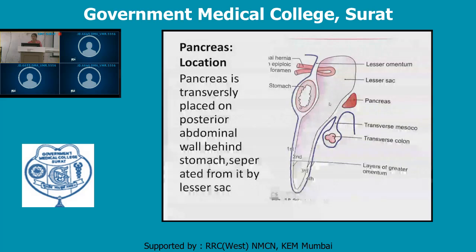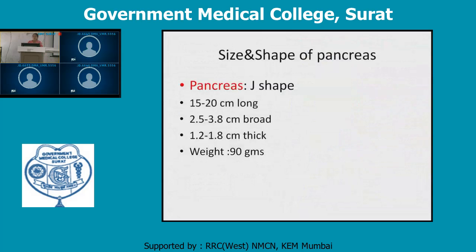This is a very important relation, because by this you will be able to remember many anterior relations of the pancreas. See the size, shape and dimensions of the pancreas. It is a J-shaped structure, the curved part of the J is on the right side, the head, and this is represented by the uncinate process, this curve of the J. It is 15 to 20 centimeters long, 2.5 to 3.8 centimeters broad, 1.5 to 1.8 centimeters thick, and weighs about 90 grams. So these are the dimensions of the pancreas.